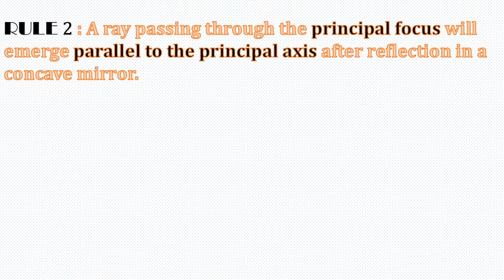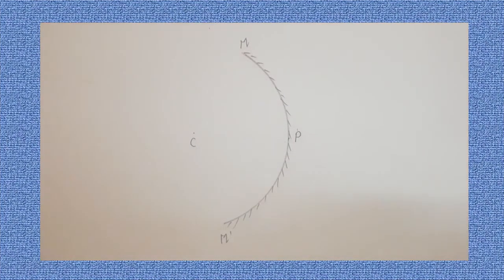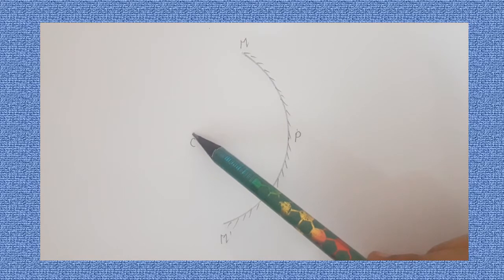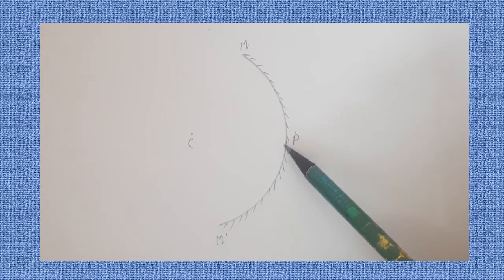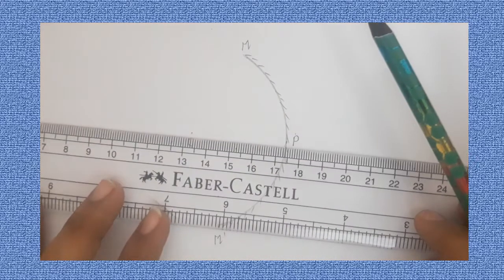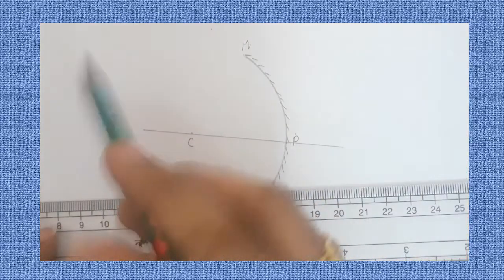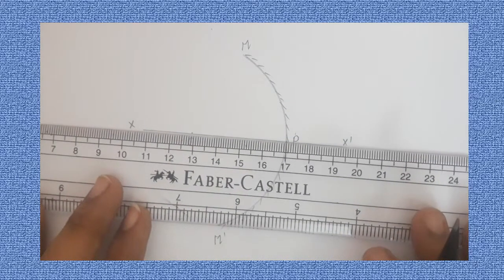Rule 2. A ray passing through the principal focus will emerge parallel to the principal axis after reflection in a concave mirror. Children, we have drawn a concave mirror M dash, and we have noted the center of curvature, which is the center of this hollow sphere, and the midpoint of the mirror, that is P. And now let us show the principal axis, the straight line passing through the center of curvature and the pole. After that, we'll show the focus. The focus lies exactly at the midpoint between them.